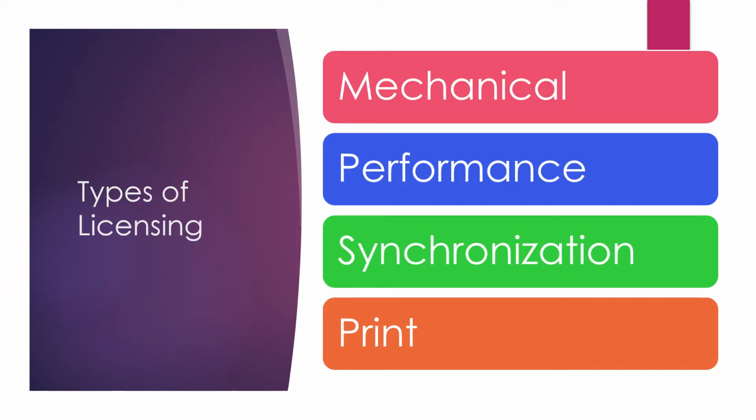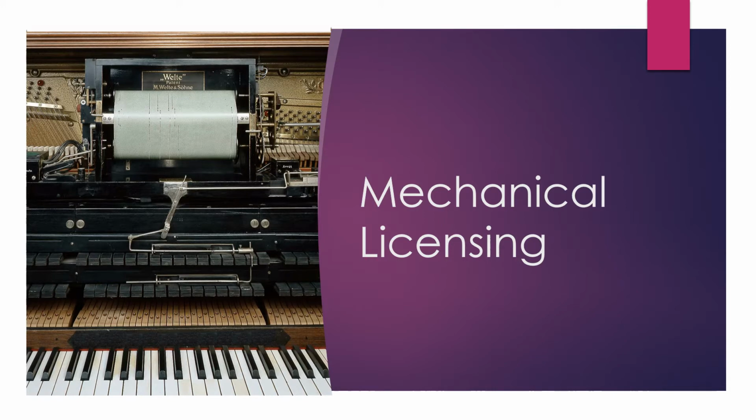First, I want to cover the main types of music publishing income, which are mechanical, performance, synchronization, and print. First, let's talk about mechanical licensing.